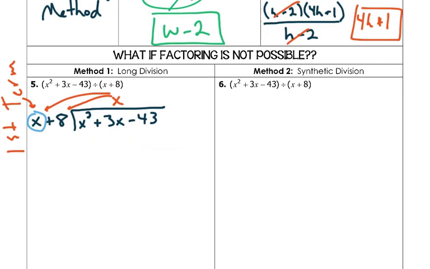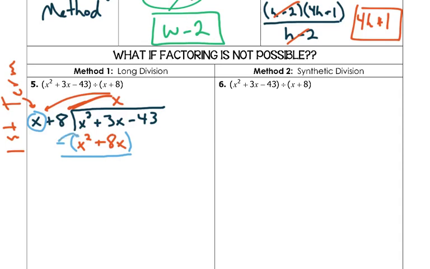So here we go. x times x gives us x squared. Now let me do that in a different color so you can see it. Gives us x squared. And then 8 times x, the second one, 8 times x is plus 8x. We're going to put that in parentheses and subtract. Just like normal division, if you were doing long division, you would subtract. So we're doing the same thing here.